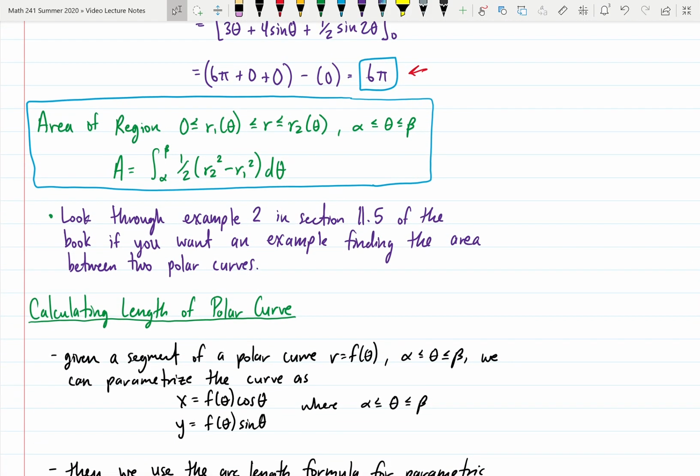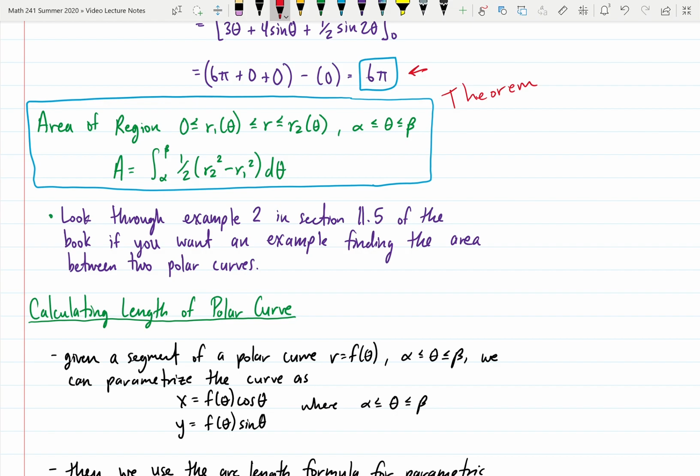And another important theorem for this section is that if we want to find the area of a region that's bounded between two polar curves, where theta is varying from some alpha to some beta, then the area is going to equal the integral from alpha to beta of 1/2 times the outer radius squared minus the inner radius squared d theta. And of course, this is something that you should have covered in Calc 2 as well.